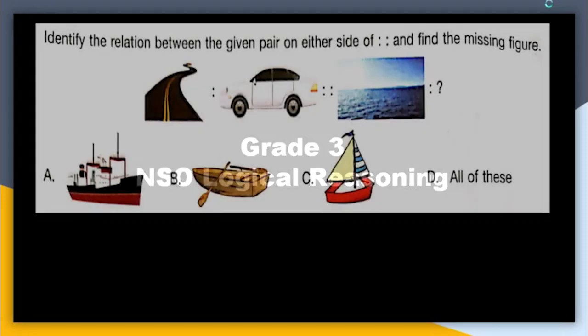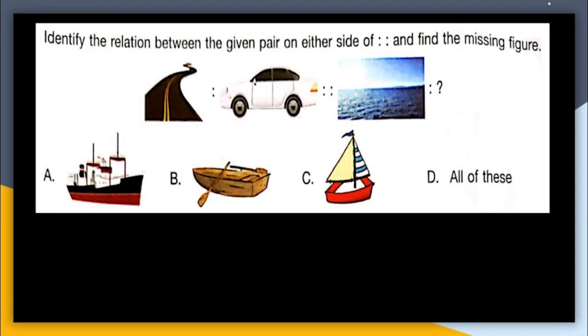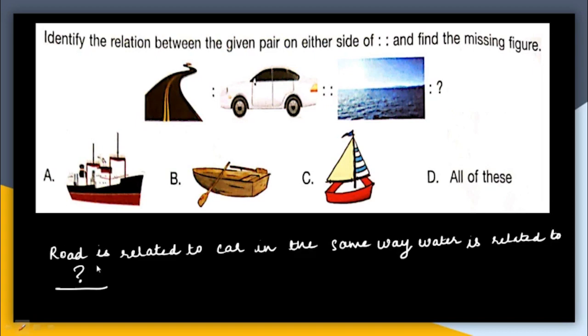The first question is there on your screen. This is a question on analogies. You are given a road, a car and water, and there is a question mark symbol also given. So how will you read this question? The question can be read as road is related to car in the same way as water is related to dash. If you do not understand what these symbols stand for, please refer to the concept videos on analogies. What would be your answer?